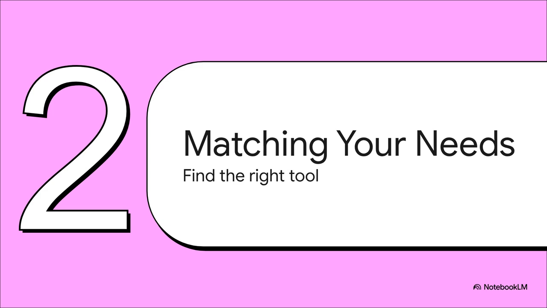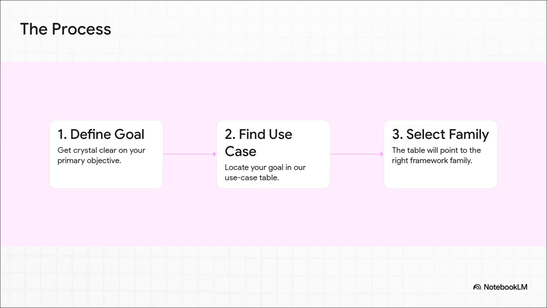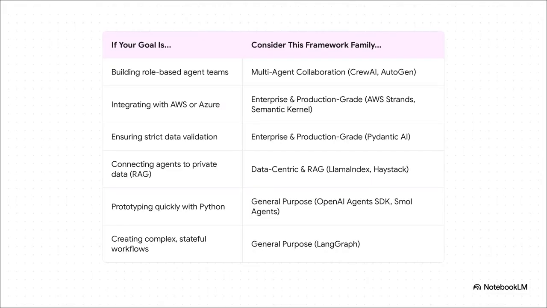Okay, so we've got our map, we know the 4 families. Now comes the most important part, connecting these tools to what you are actually trying to build. Let's find that perfect match for your specific job. And you know what? The process is actually pretty simple. First, you've got to clearly define your main goal. Then you just find that goal in the table we're about to show you, and boom, it will point you straight to the right family of frameworks. So let's just put it all together right here.